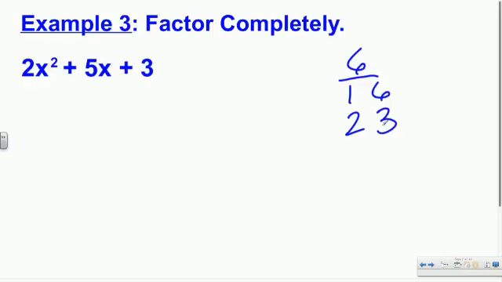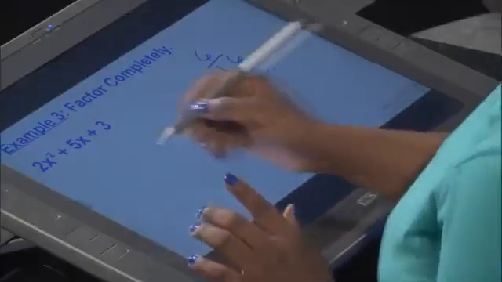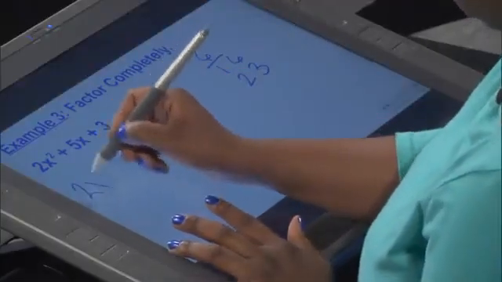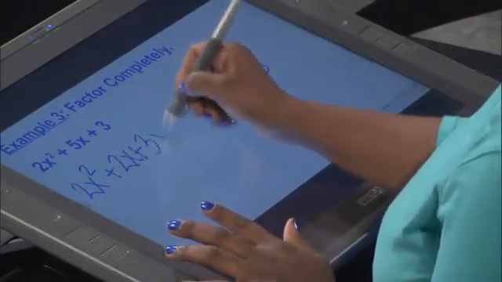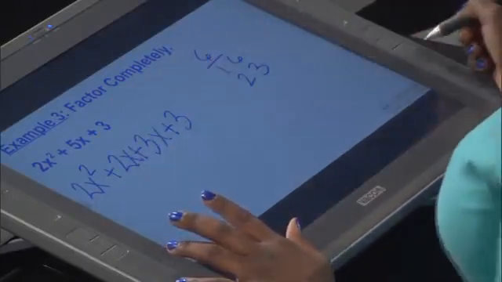So now we need the factors of 6 that are going to combine to give us 5. Okay? So let's see what we got here. 1 and 6, that's 7. 2 and 3, that is 5. So I'm going to split this middle term and rewrite this as 2x squared plus 2x plus 3x plus 3.